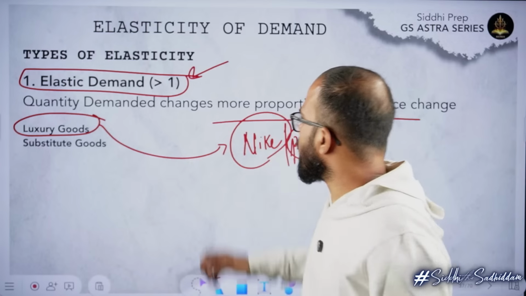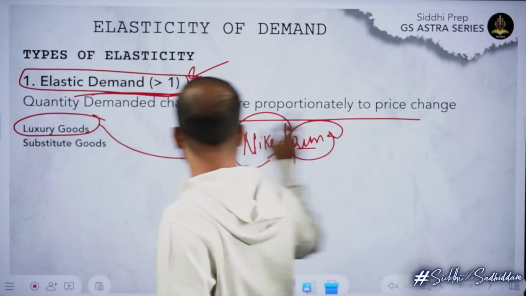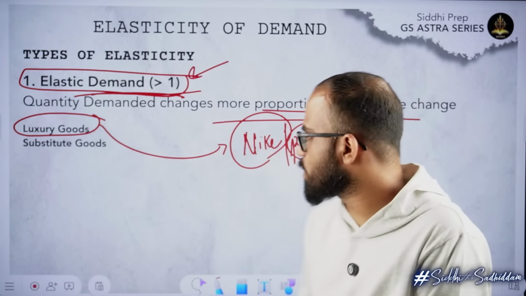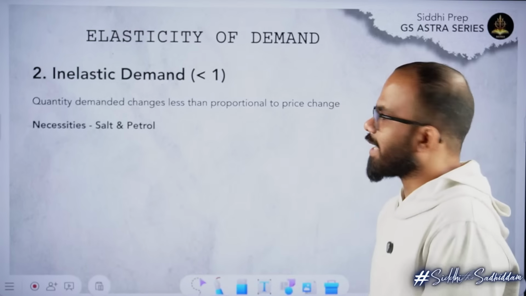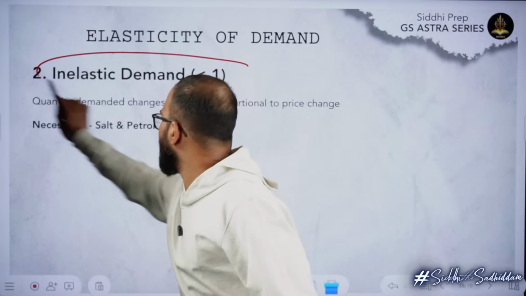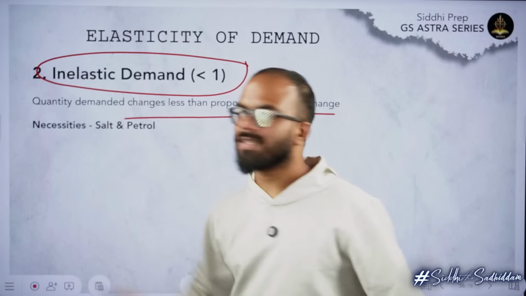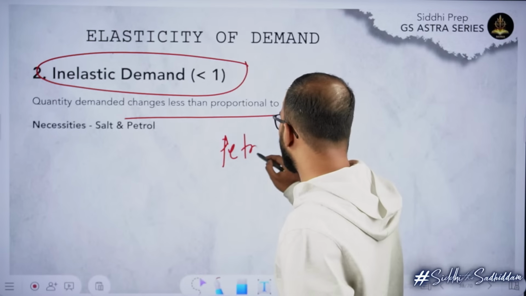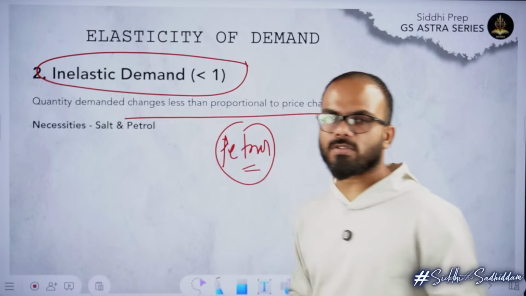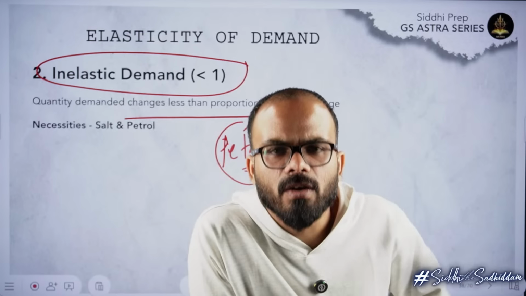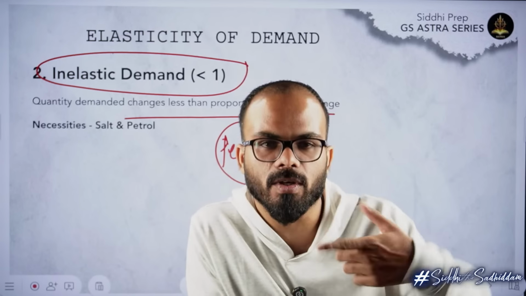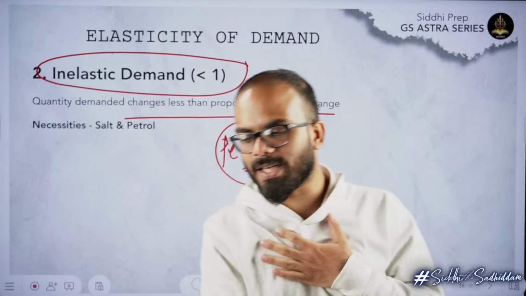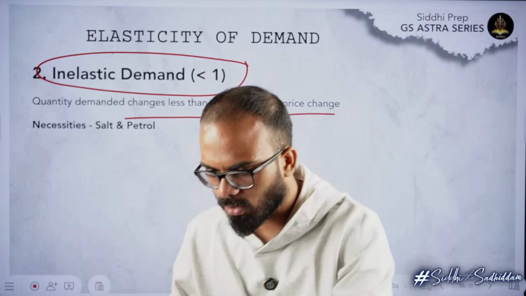Such goods where you have elasticity more than 1, the change is more than 1, you call them elastic goods. If the change is less than 1, then you call it inelastic demand. One classic example for that is petrol. With respect to petrol, there is one most common famous statement or meme: no matter what the price of petrol is, I am going to get my bike filled only for 100 rupees of petrol.